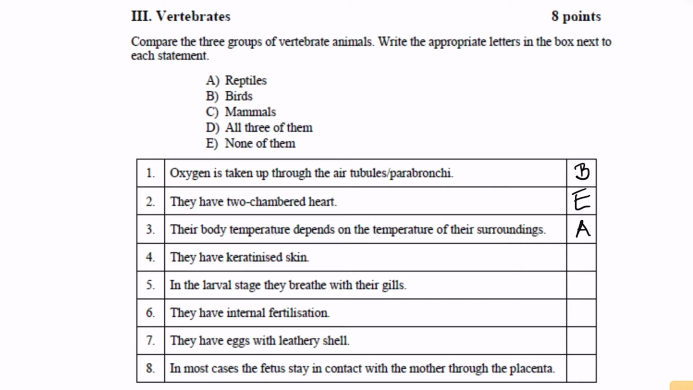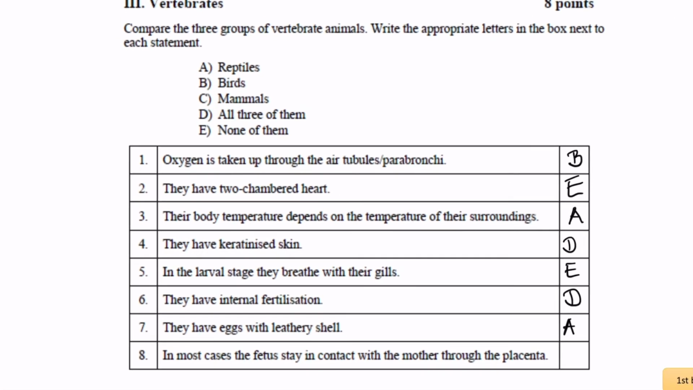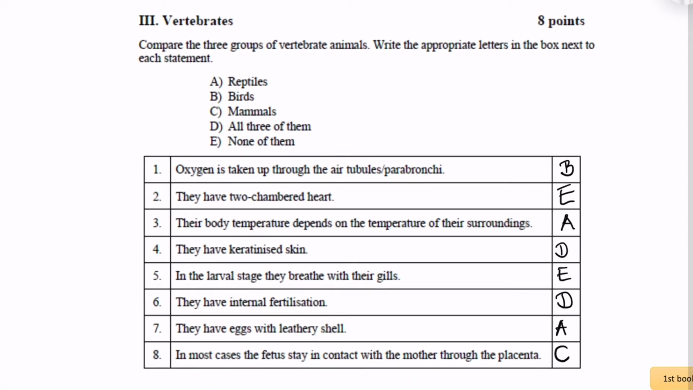They have keratinized skin. All of them have keratinized skin. In the larval stage, they breathe with their gills. That's not true for these animals because amphibians have this magical characteristic feature, so E is going to be the good answer. They have internal fertilization. That's true for all of them. They have eggs with leathery shell, reptiles. And in most cases, the fetus stays in contact with the mother through the placenta. That's an easy one. Placental mammals have these characteristics.